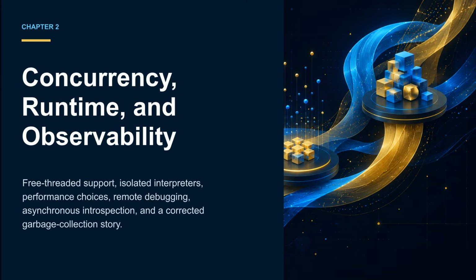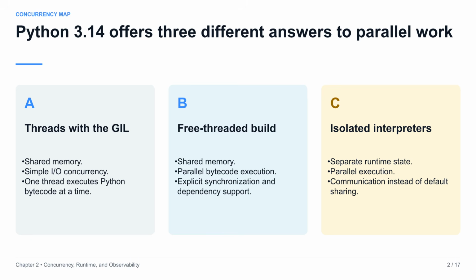This chapter compares the models directly and includes the important maintenance update that changed garbage collection after 3.14.0. The Global Interpreter Lock, or GIL, is still present in the standard CPython build and remains appropriate for many applications, especially input-output concurrency. The free-threaded build removes that lock so multiple threads can execute Python bytecode in parallel. But shared mutable state now demands more disciplined synchronization, and every native dependency must be compatible.